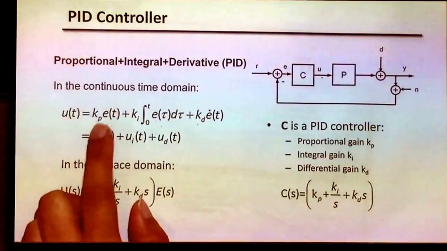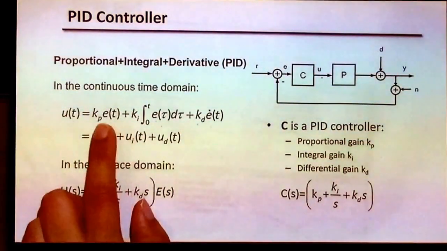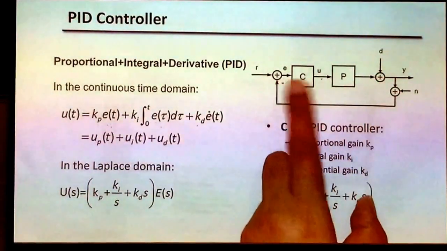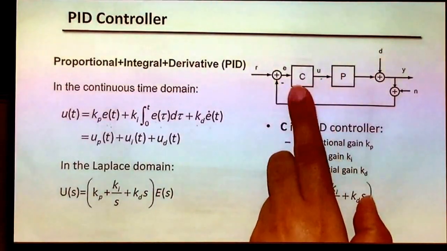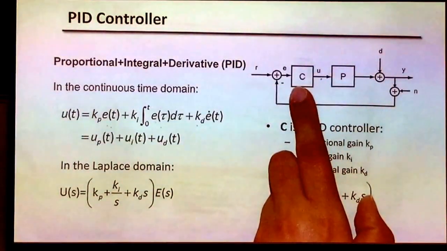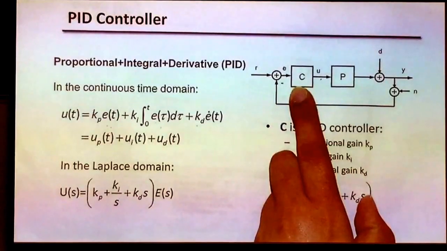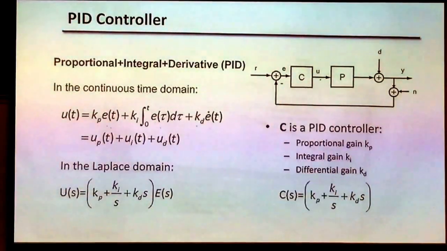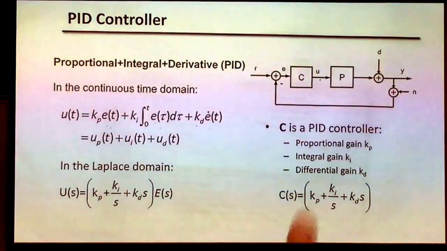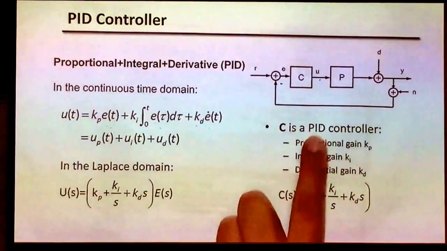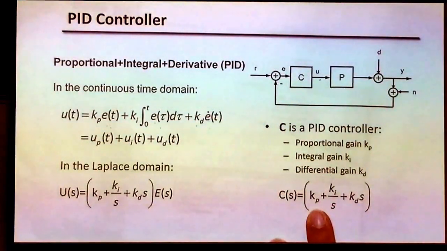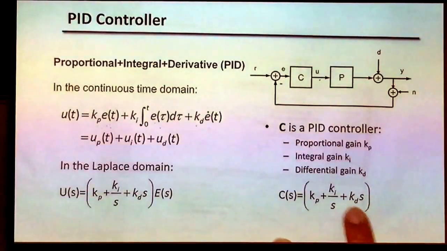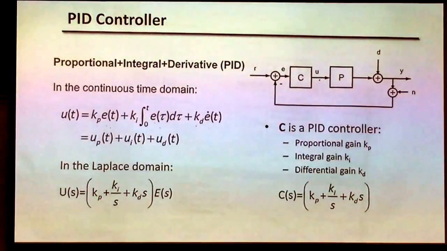U is Kp e(t). Okay, proportional gain times error. The PID controller C(s) is over here, and the input to the controller is E. Alright? So your PID controller C is Kp, the proportional gain, plus Ki over S, where Ki is the integral gain, plus Kd times S, where Kd is the derivative gain.